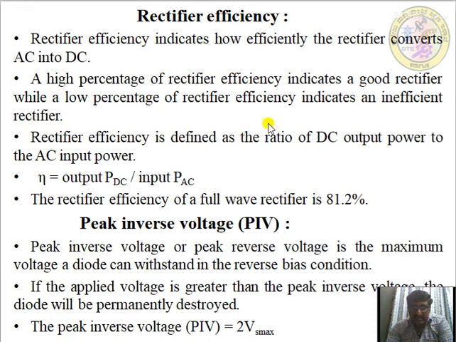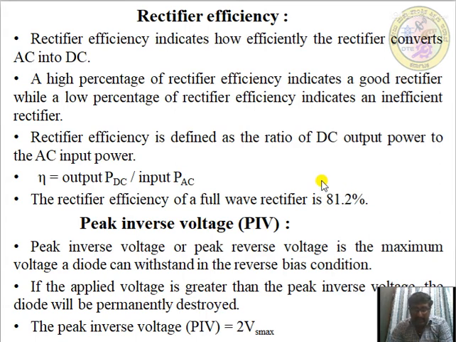Rectifier efficiency is defined as the ratio of DC output power to AC input power, that is PDC by PAC. The rectifier efficiency of a full wave rectifier is 81.2%. For a half wave rectifier it was 40.2%, and here the rectifier efficiency is 81.2%. So why are we going for full wave rectifiers? This is the reason. The efficiency is 81.2%.